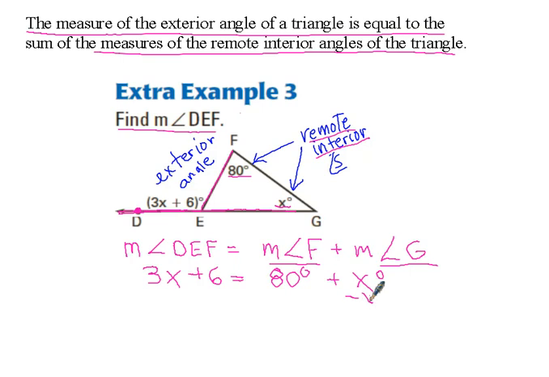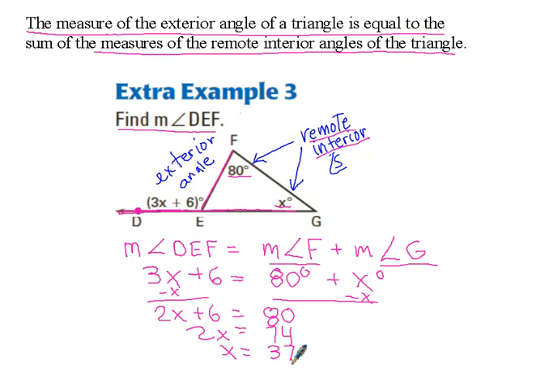So I'll subtract x from both sides. We're going to go ahead and get 2x plus 6 equals 80 degrees. Alright, subtracting 6 from both sides, we get 2x equals 74. Dividing both sides by 2, we get x equals 37. Seems like we should be done.